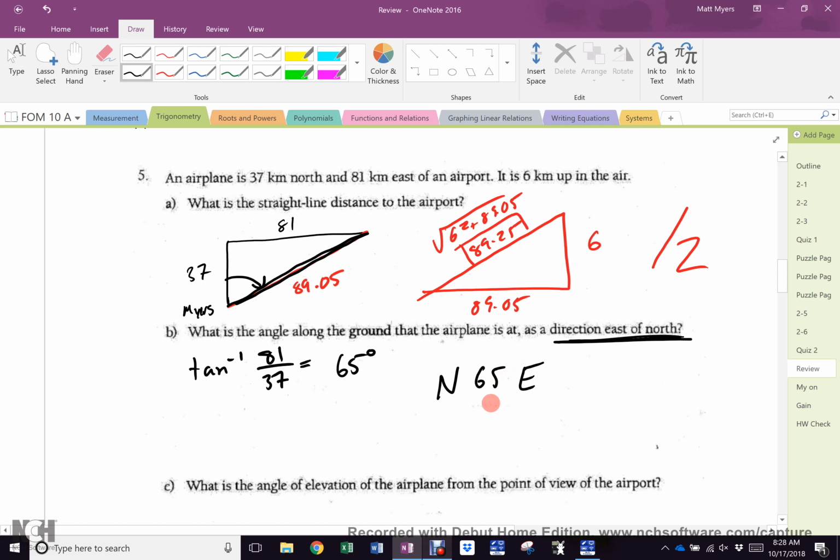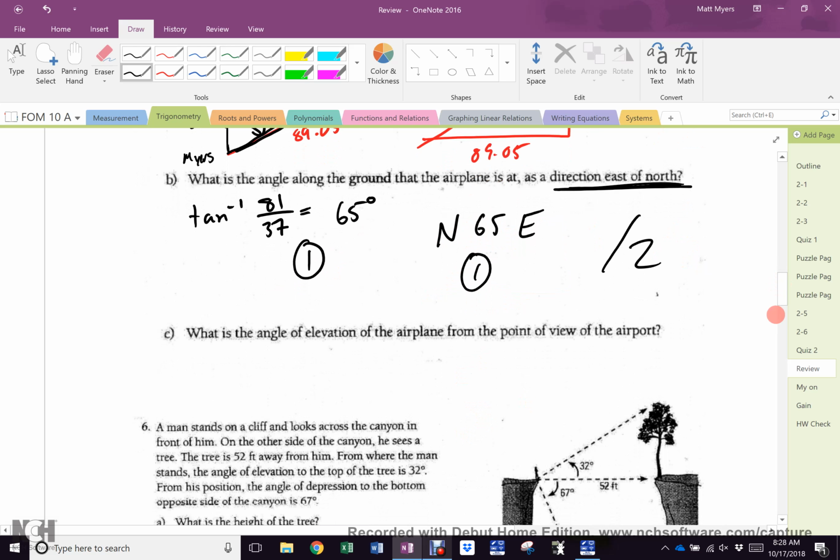This should be worth 2, because this is another skill. You get 1 if you came up with 65, however you came up with it, and you get 1 if you flip back in your notes and read how to read these directions. I have them in your notes. I got a whole page on it.